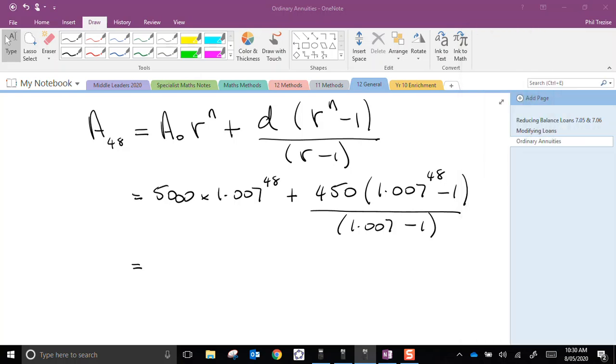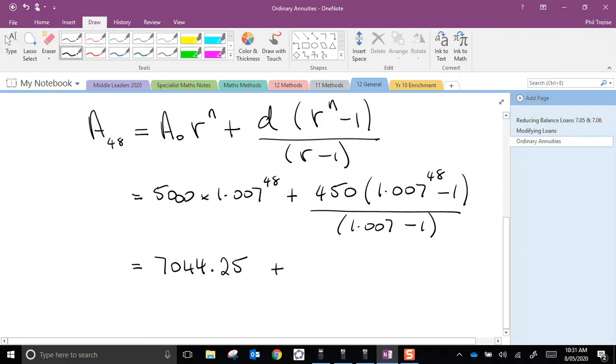There we go. So I'll just put that to one side as I write down on my page the next part. I had $7,044.25, and I stored that in memory C. So I'll just write that there underneath so I remember what that's about.